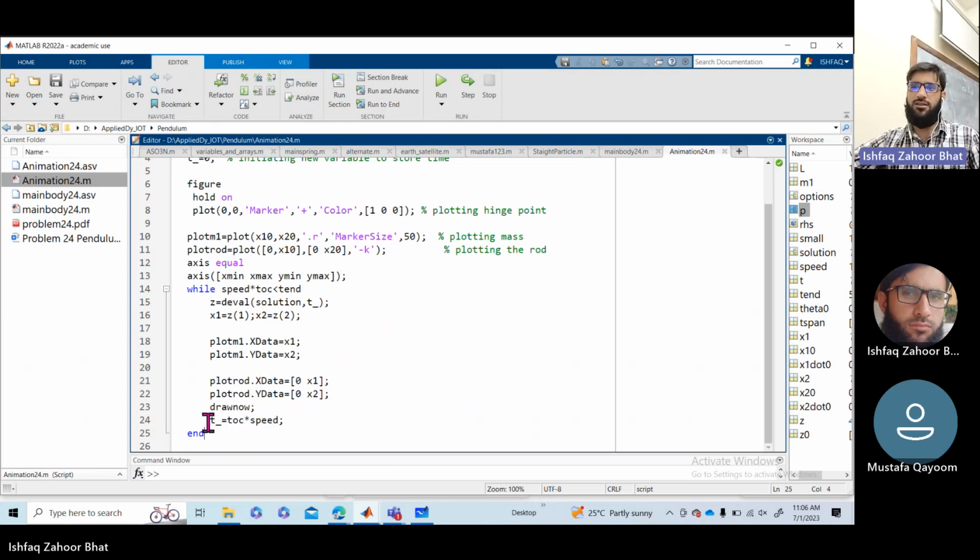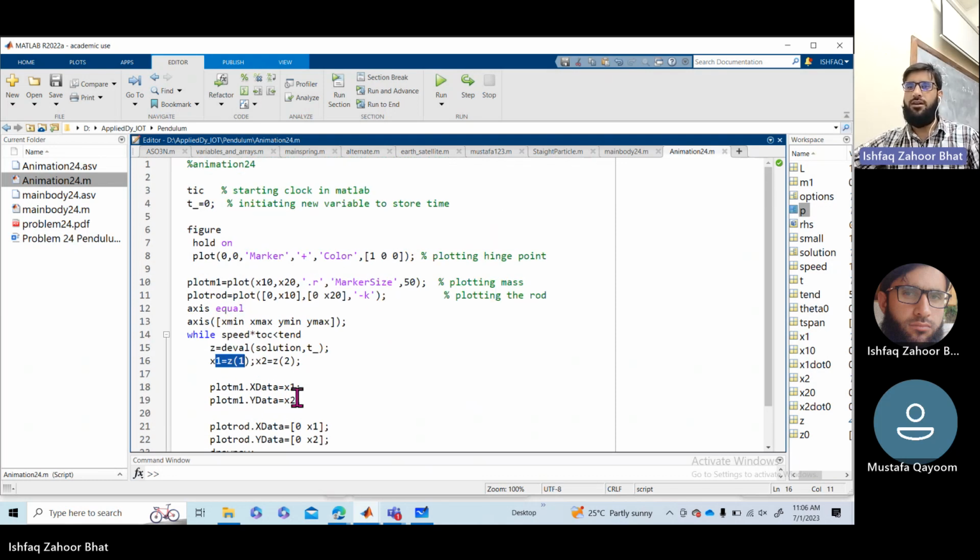So it is not that this t underscore is constant and equal to 0. No, it keeps on storing the value on the clock, and again this loop will run because torque into speed is less than t, and now this t underscore has a new value. Now deval will pull out the solution at that t value, and that will be our z. We will extract x1 and x2, and update them, so at every time we are updating x1 and x2 for these two plots. Okay, is it clear?